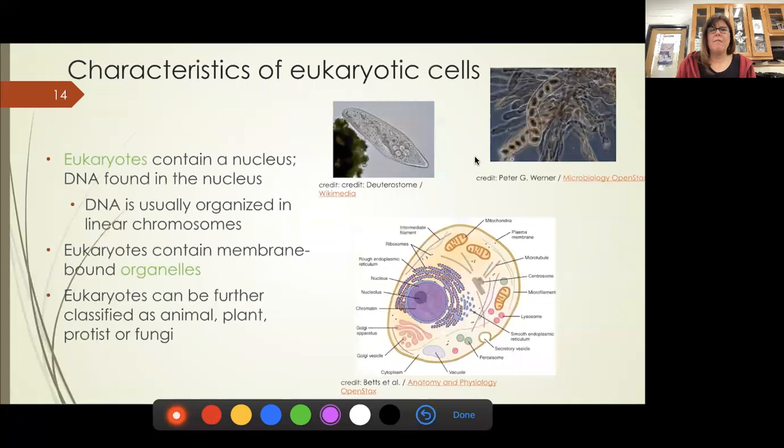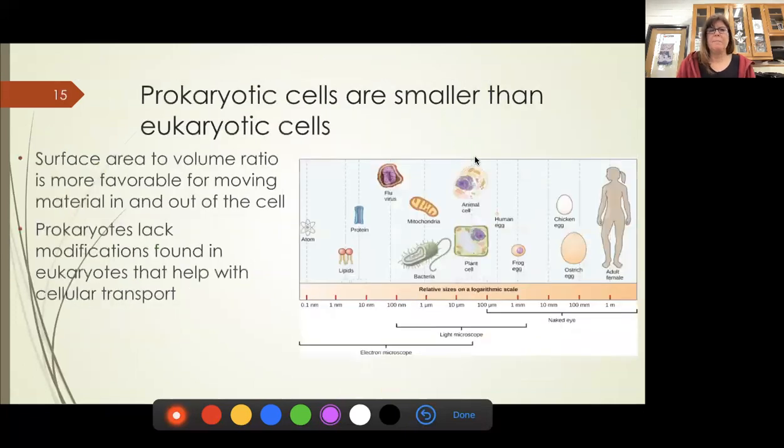Some characteristics of eukaryotic cells are that they do contain a nucleus. We can see in the picture here we have all kinds of structures inside that cell, a bunch of organelles. Like I said earlier, the DNA is organized in linear chromosomes, and eukaryotes can be further classified as animal, plant, protist, or fungi. Those are the 4 kingdoms there.